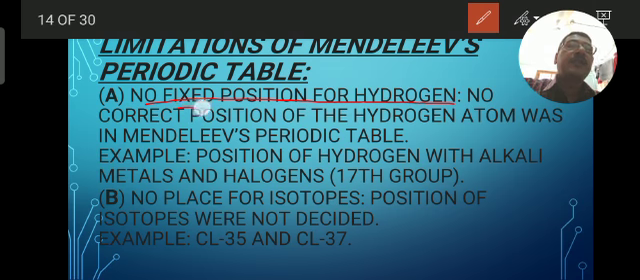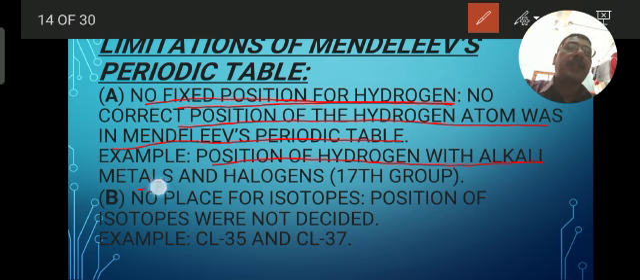So there was no fixed position for hydrogen, no correct position for the hydrogen atom in Mendeleev's periodic table. Example, the position of hydrogen with alkali metals and halogens. Halogens means the elements belonging to the 17th group. We will discuss later on. Where is the 17th group in the modern periodic table? And the second drawback is no place for isotopes.